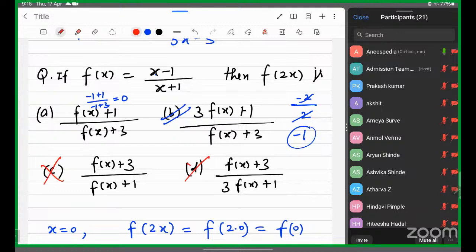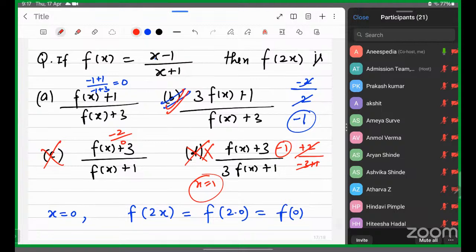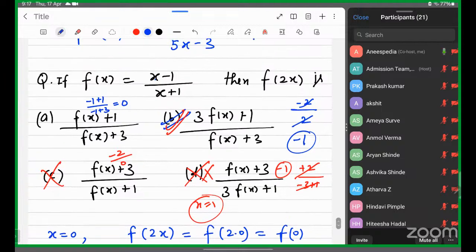Option C and option D are already eliminated by taking x equals 1. If you take 0 here, this will be minus 1 plus 3 minus 2 upon minus 1 plus 1, which is 0, not defined, so it is not possible. And this will be minus 1 plus 3 minus 2 divided by 3 into minus 1 minus 3 plus 1, so this will be plus 2 and this will be minus 2. So here also we will get minus 1. But if you put x equals 1, then this option will be cancelled and this option will be valid. So the correct option will be option B. Are you getting it?